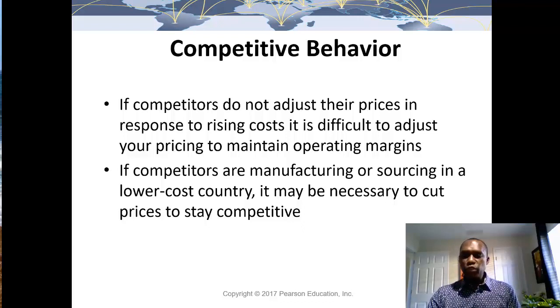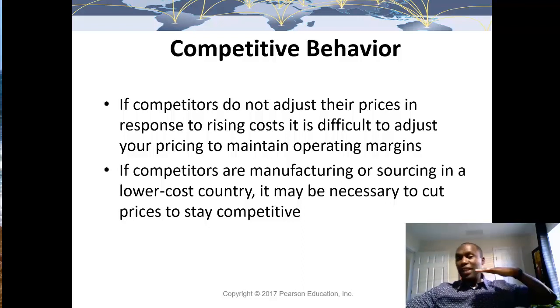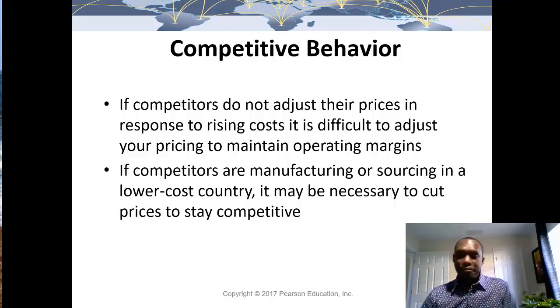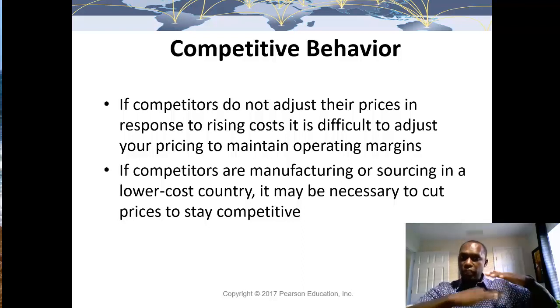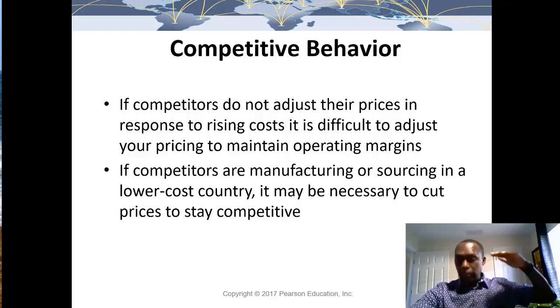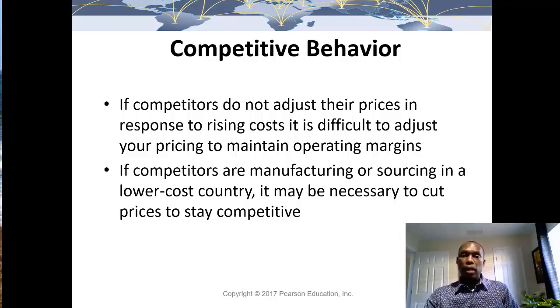If competitors are manufacturing or sourcing in a lower cost country, it may be necessary to cut prices to stay competitive. So if you have a higher cost of production and the market price is low, then you may have to find another way to make your product or source your materials differently or cut something so that you can go down on your price and not suffer too many losses as a result of the difference between your price, the market price, and the price that you pay to make the product.